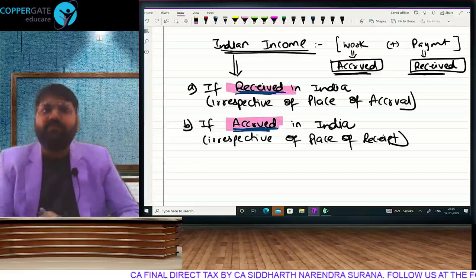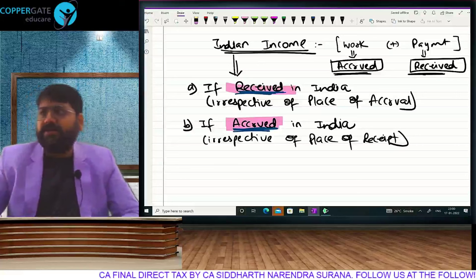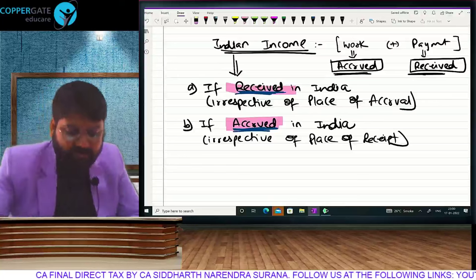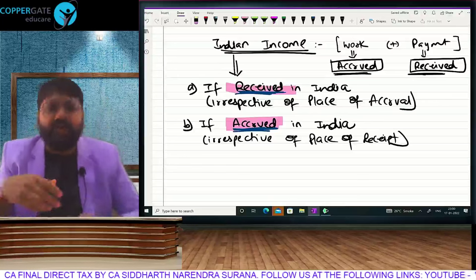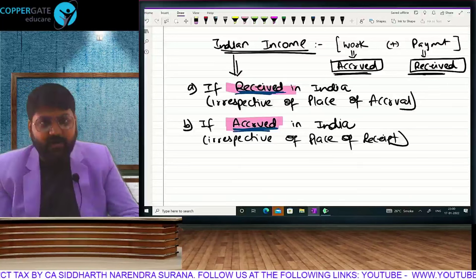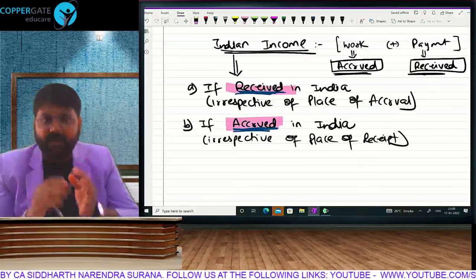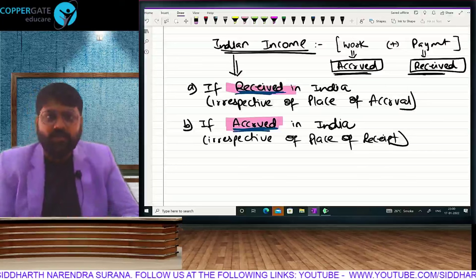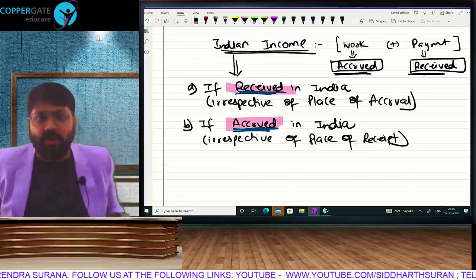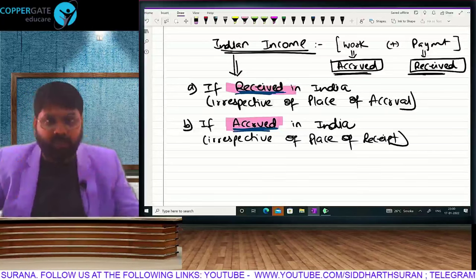And for this, we have the concept of double taxation relief. What is the name of the concept? It is unfair, no? Taking tax twice from the same person in two different countries on the same income. It is unfair. It will cause hardship to the assessee. You work so hard to earn money and two governments want tax on that. So, it will create a problem. Do you agree with this?